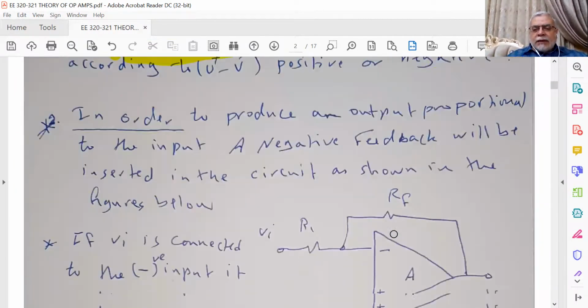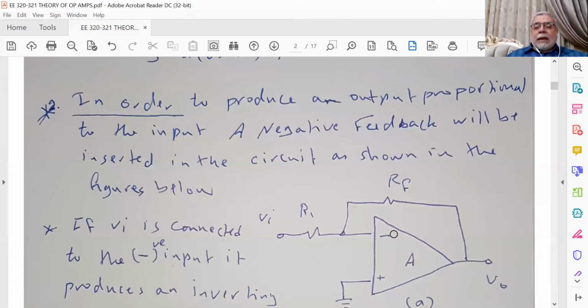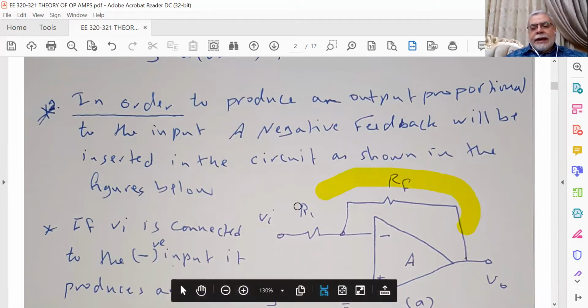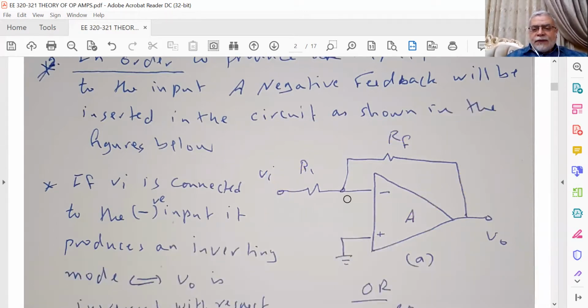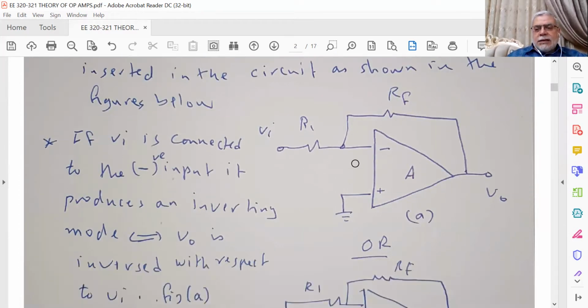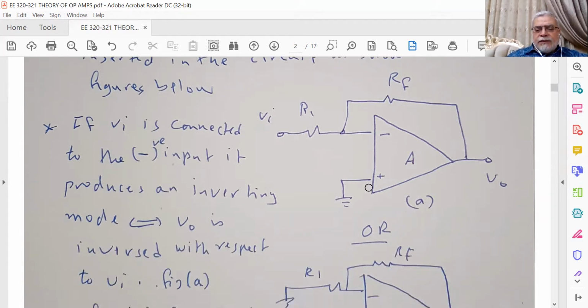So in order to get a finite output less than VCC and proportional to a certain input voltage VI, we have to use a negative feedback. A fraction of the output is fed back to the negative input. This fraction will be R1 divided by R1 plus RF, times VO. So this is the fraction of the output that will be fed back to the input.